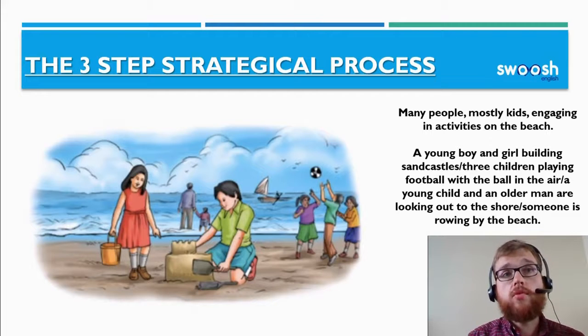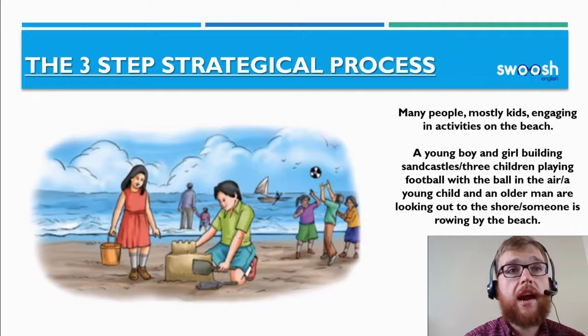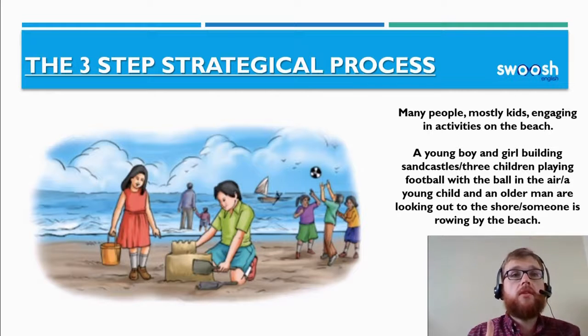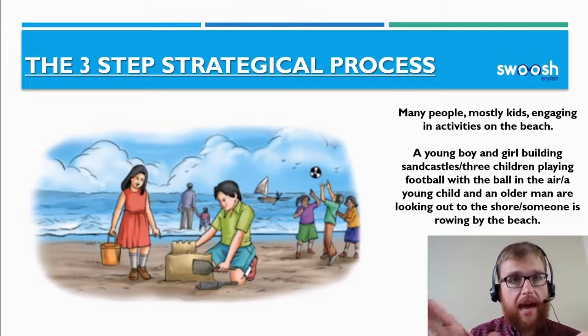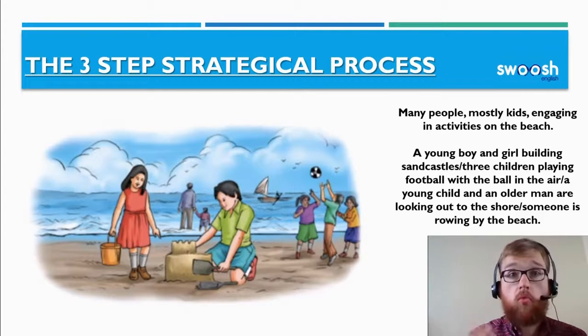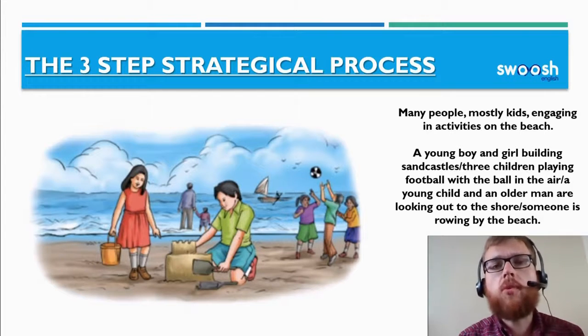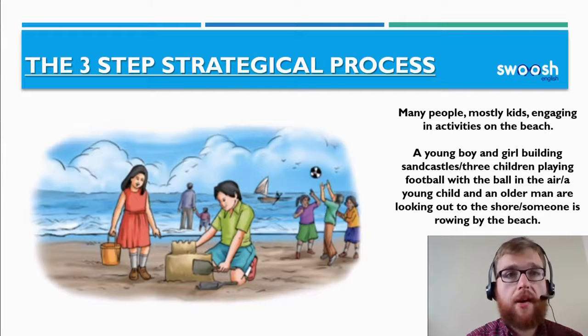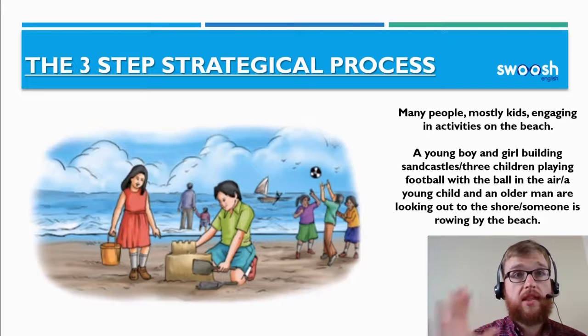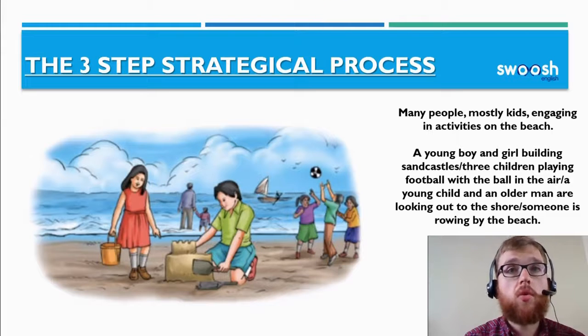Behind them and to the right, we can see that there are 3 children playing football with a ball in the air. We can even go into more information, talk about how the boy is outstretching his arms up to catch the ball. There's one girl behind him touching his back. If you want, even though it's probably not necessary, you can go into more information describing what the children are wearing. Beside them, into the shore side to the left, we can talk about a young child and an older man looking out to the shore. And then even further out, what are they looking at? They are looking at someone who is rowing by the beach.